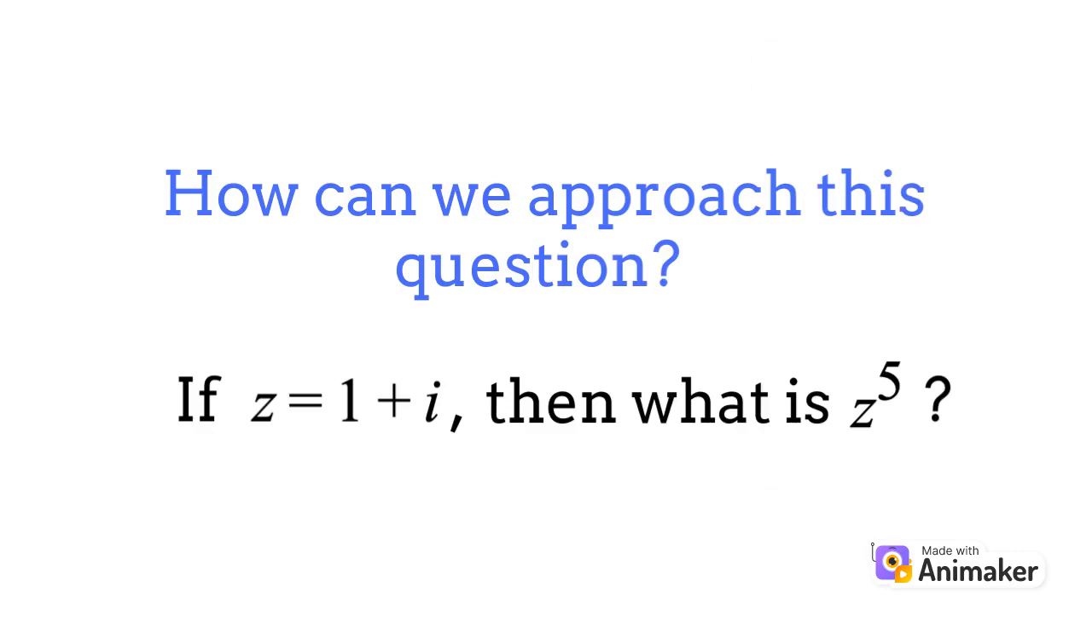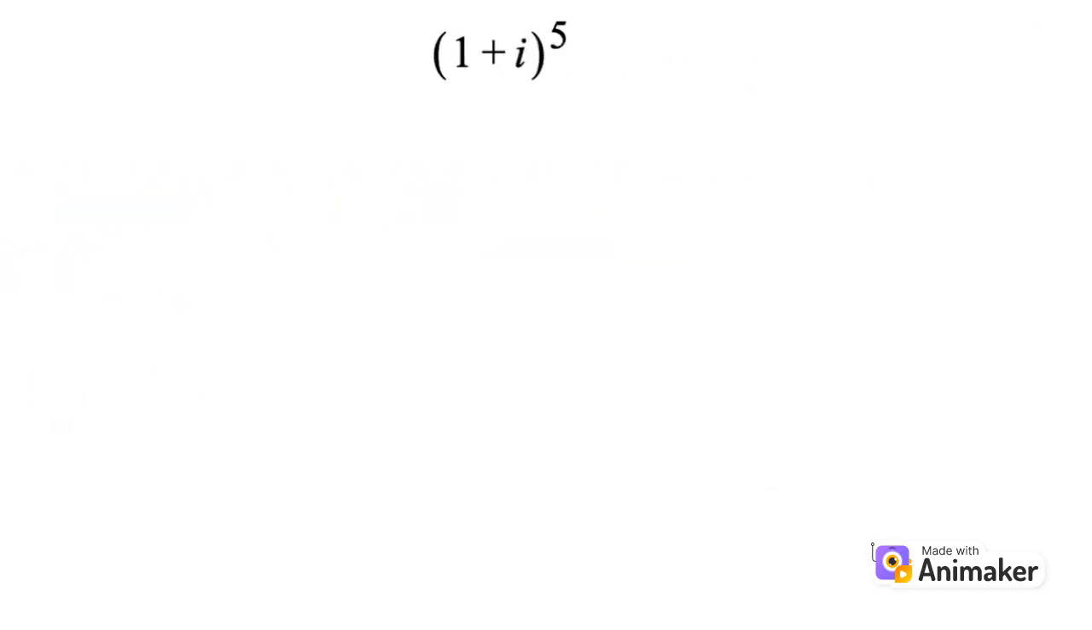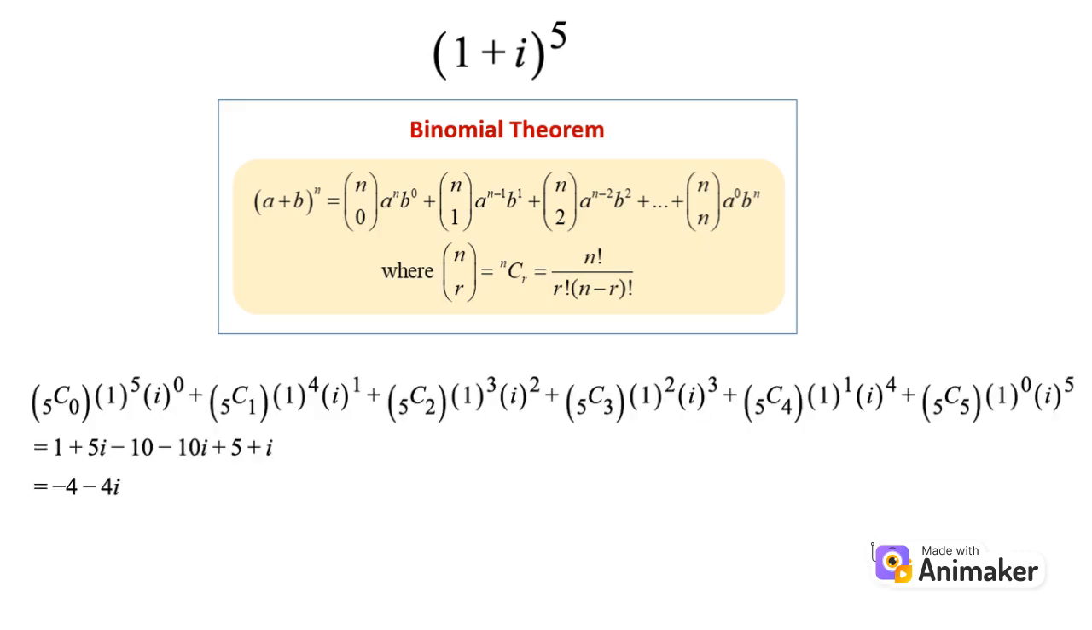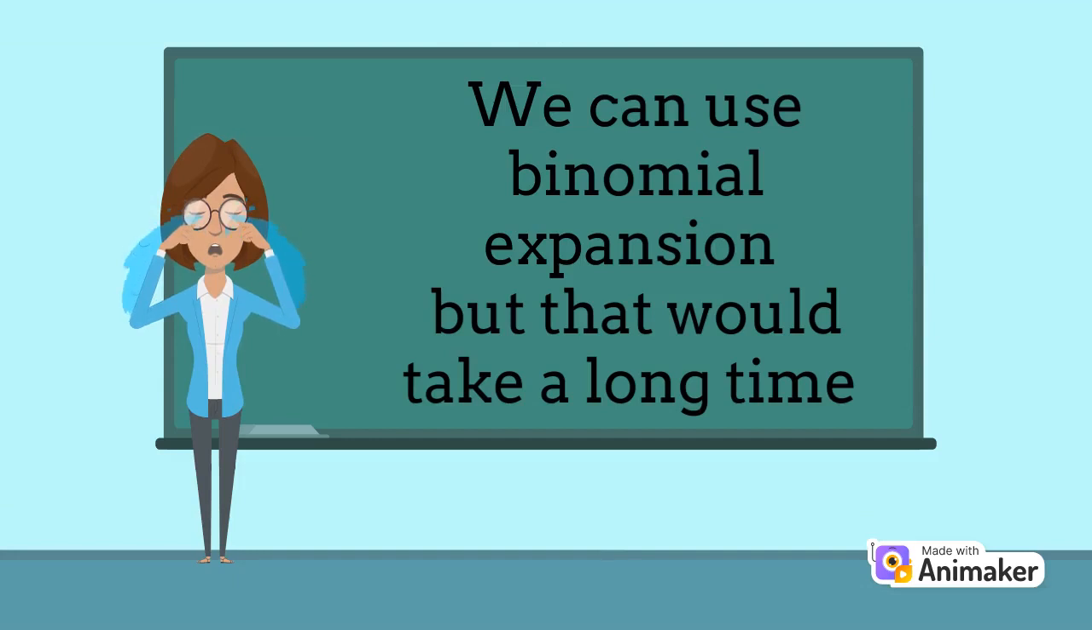Now, how can we approach this question? One way to tackle this problem would be to expand this binomial 1 plus i to the power of 5 using the binomial theorem. Now let's try to expand this. For the first term, we have 5 choose 0 times 1 to the power of 5 times i to the power of 0, and we can work out the other terms using the general formula above. Eventually, we will arrive at this expression here that boils down to the complex number negative 4 minus 4i. Although binomial expansion is an option, this is not the most efficient way to solve the problem, and thus we will have to find another method.